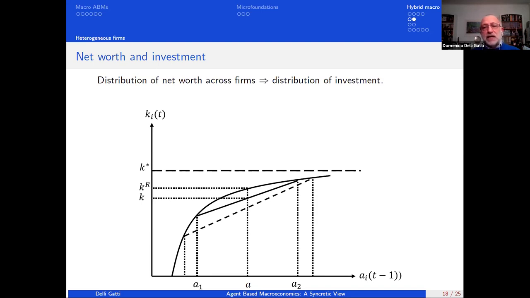When you introduce heterogeneity, you measure the net worth of individual firms on the x-axis. Suppose that there are just two firms, just for example, A1 and A2. And so the average investment is K. You see that K is smaller than K_R because of Jensen's inequality, but this difference is due to dispersion, so to the second moments of the distribution. Of course, you can imagine that further moments of the distribution can also have an impact.